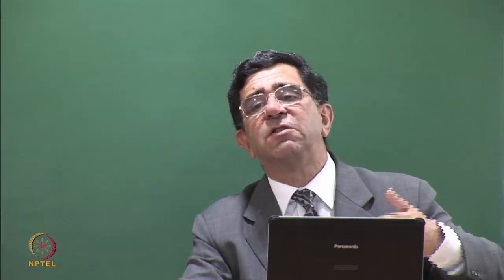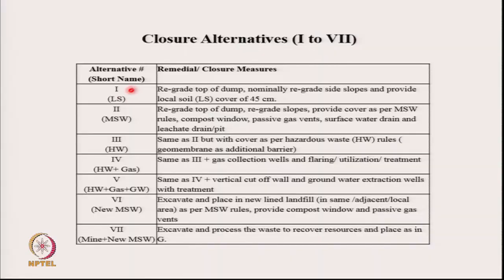Any questions? Any doubts? Any other alternative which comes to your mind? You can become progressively stringent. That's what I'm saying. So I put those 7 alternatives: local soil cover, municipal solid waste cover, hazardous waste plus gas treatment, hazardous waste plus gas treatment plus groundwater pump and treat with slurry walls, put in a new municipal solid waste, mine and put in new municipal solids. These are the 7 alternatives which are increasingly expensive as you go down.